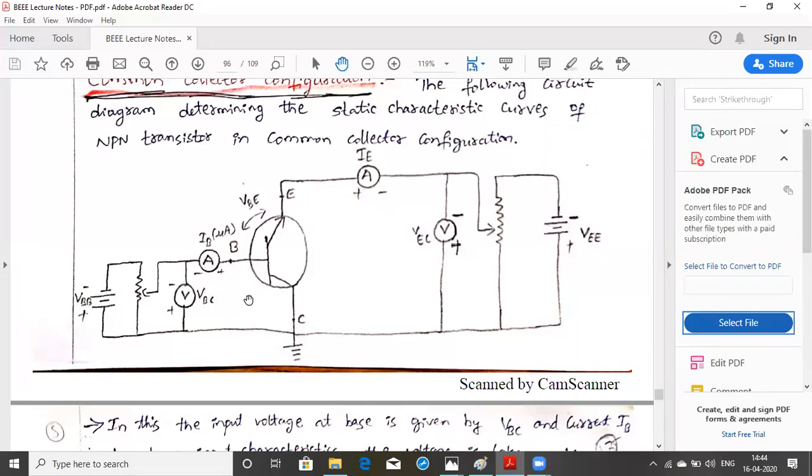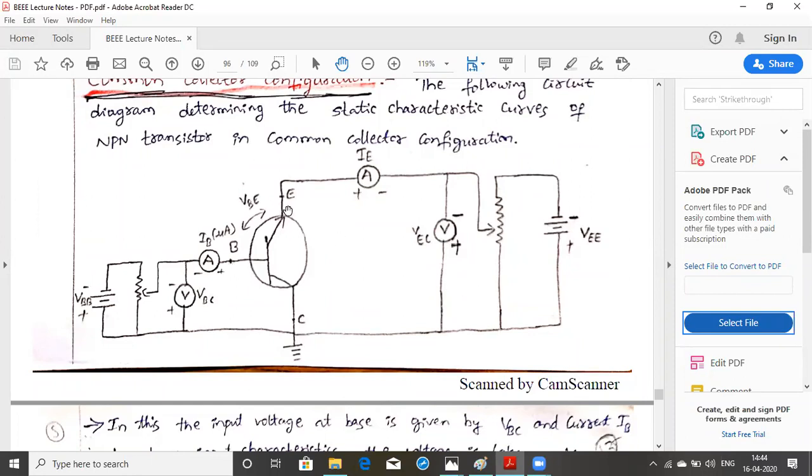What is the input voltage? If you want to draw the characteristics of input and output for the common collector configuration, you need to know the input voltage and output voltage, input current and output current. The input voltage is the voltage difference between the base and the collector, which is VCB. So VCB gives you the input voltage, and the current flowing through the base junction, IB, is the input current. Therefore, you need to draw the input characteristics between the input voltage VCB and the input current IB.